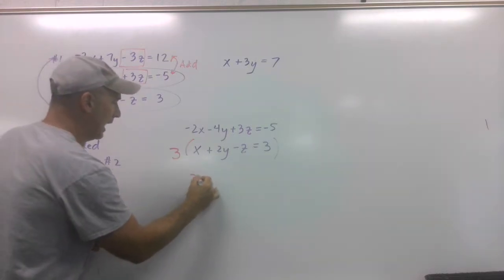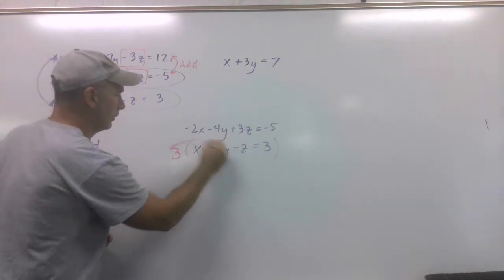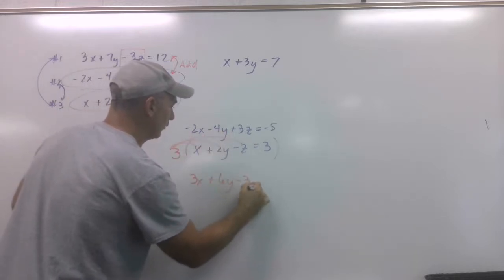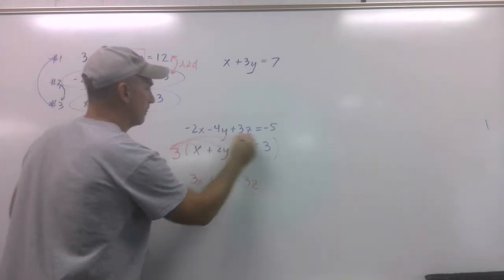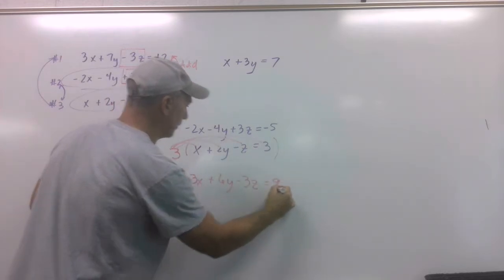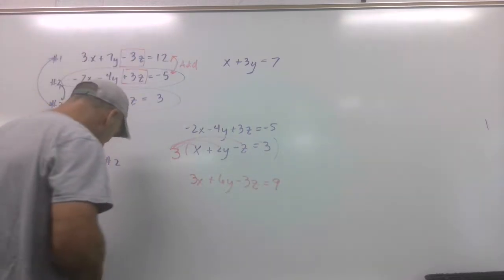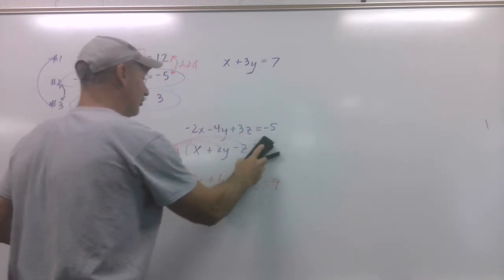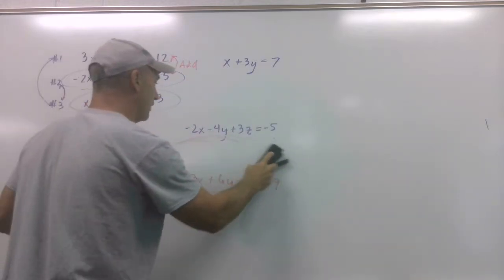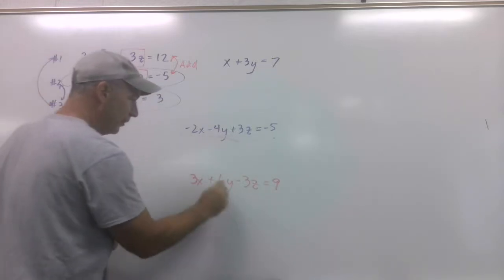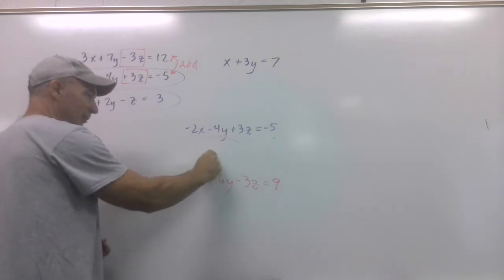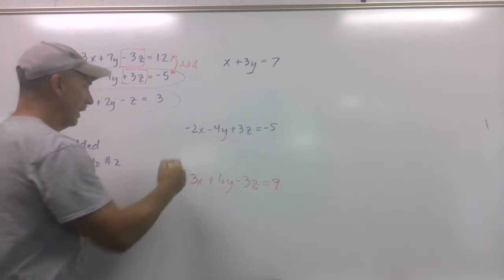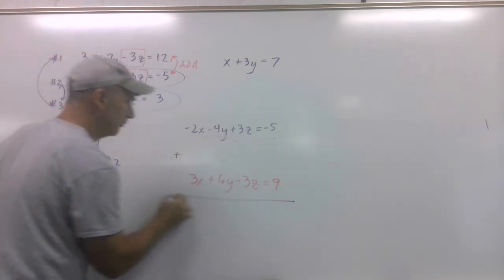So I get 3x from this, 6y from that, negative 3z from that, and then 9. If you forget to multiply one of them, that's all it takes to really disrupt that problem big time. So now I'm not concerned about this one anymore. This one is the same one as the previous one, just tripled, okay? And now we're going to add these together.